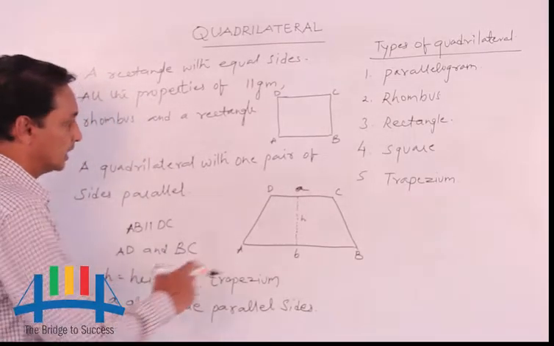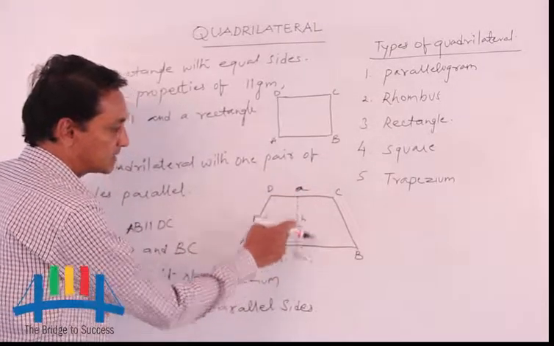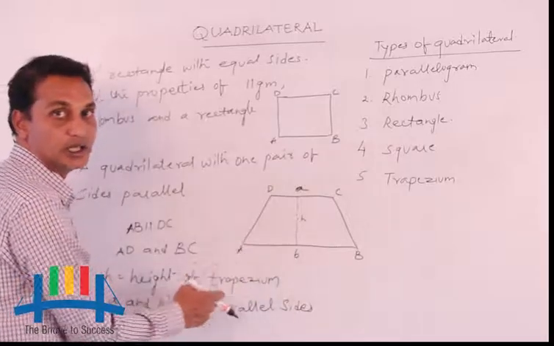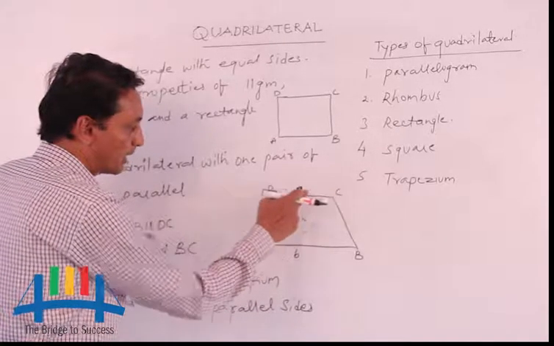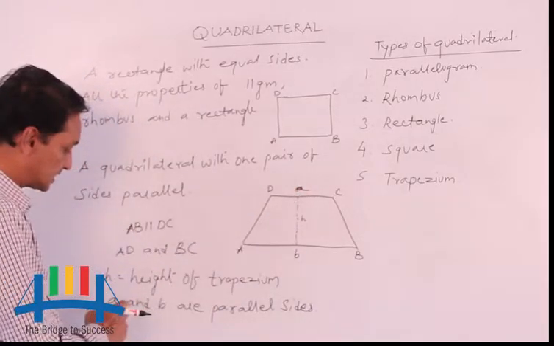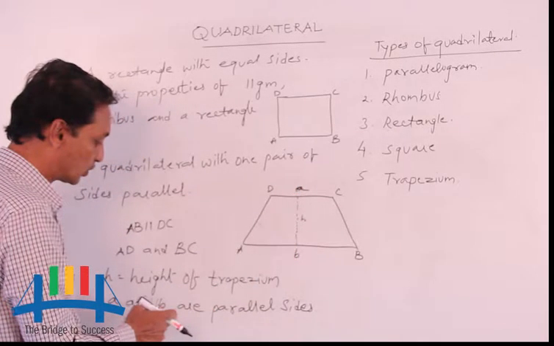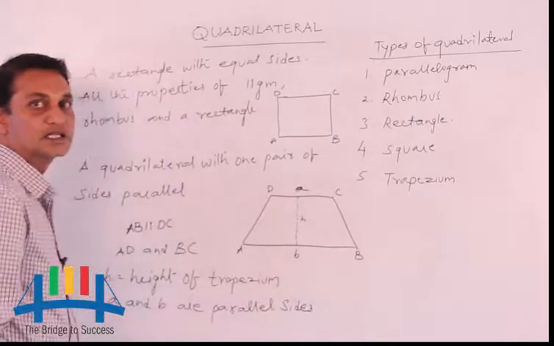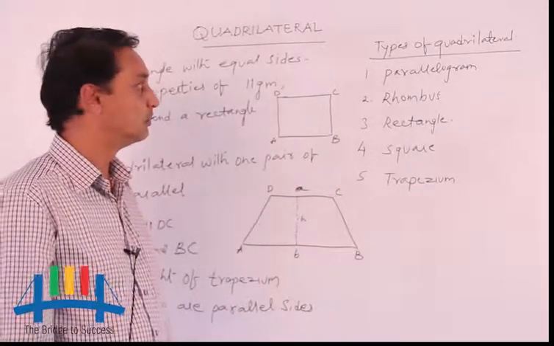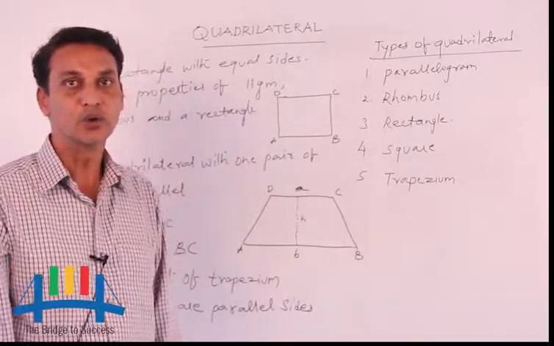If we take the distance between the two parallel sides, that becomes the height of the trapezium, which we denote by H. The two parallel sides, the first I wrote as A and the second as B. A and B are the parallel sides of the trapezium. With this we come to the end of the topic quadrilateral.